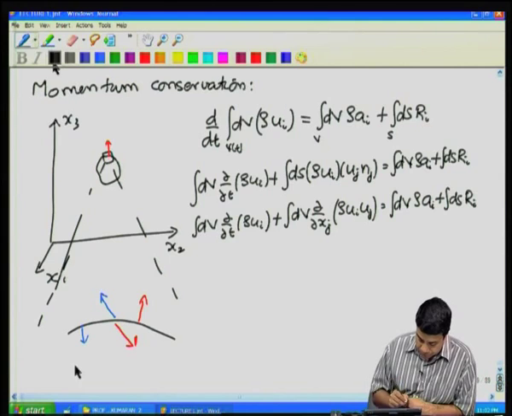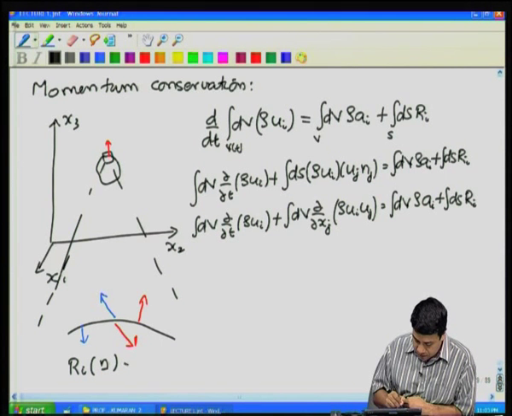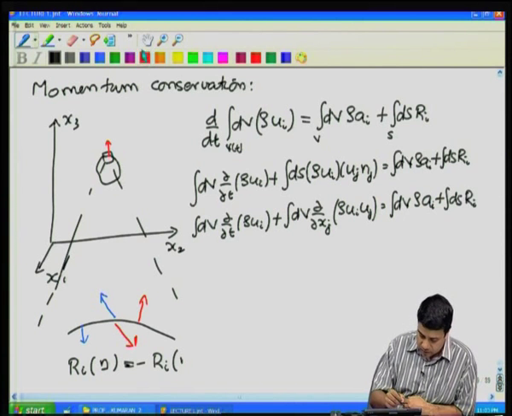Therefore, the surface force has to satisfy the relation: the surface force acting at a surface with unit normal n is equal to minus the force acting at a surface with unit normal minus n.